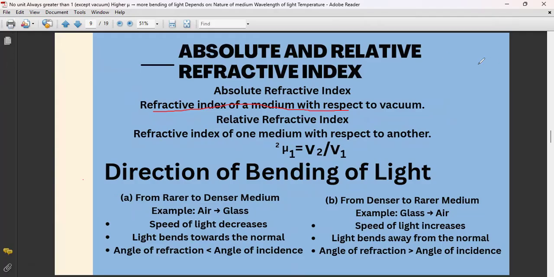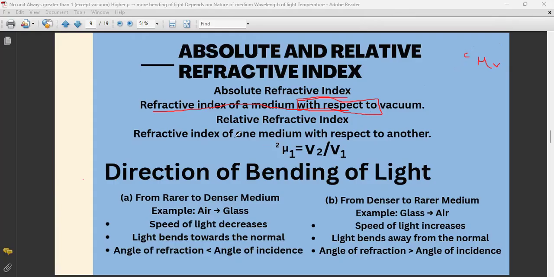Please keep in mind that the term "with respect to" often confuses students about how to write it. Whatever we are taking with respect to, it will be written in the upper position. So with respect to the vacuum, we write c on the upper position, and for the medium we write v in the lower position. This is how the absolute refractive index is symbolized.